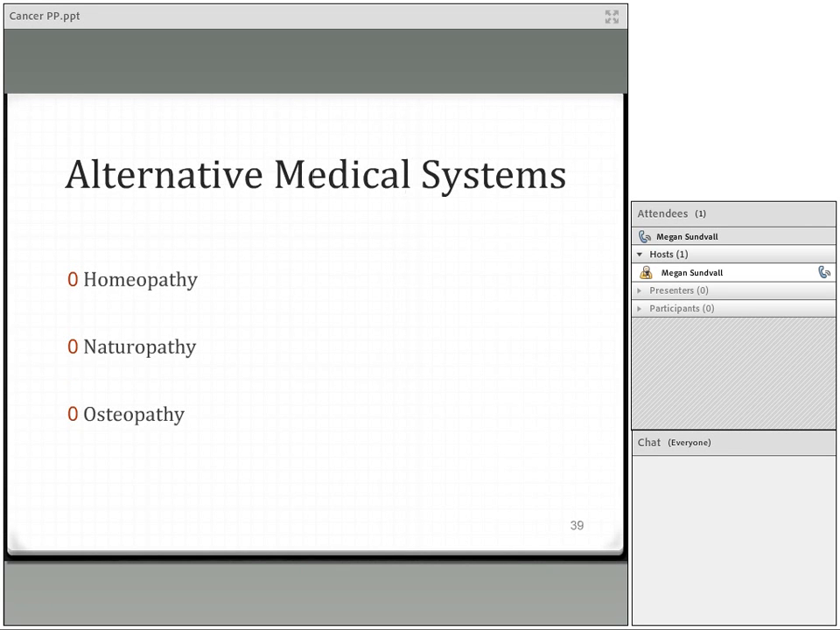Last, we have alternative medical systems. We talk about homeopathy, naturopathy, and osteopathy. Homeopathy seeks to stimulate the body's ability to heal itself by giving small amounts of highly diluted substances. So here the substances are required to meet FDA standards in strength, purity, and packaging. However, they do not undergo the same testing or clinical trials for safety and efficacy as our prescription or over-the-counter medications do.